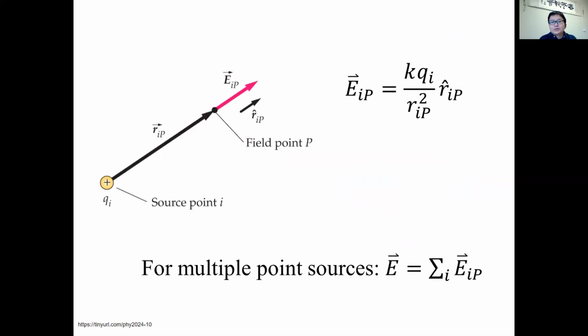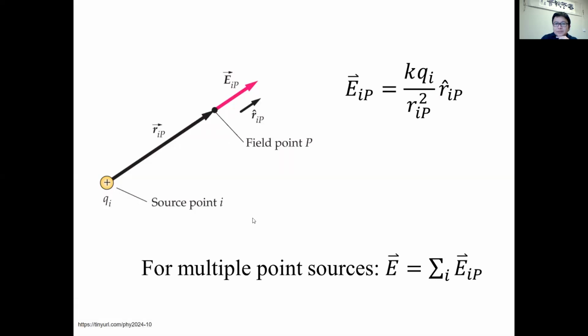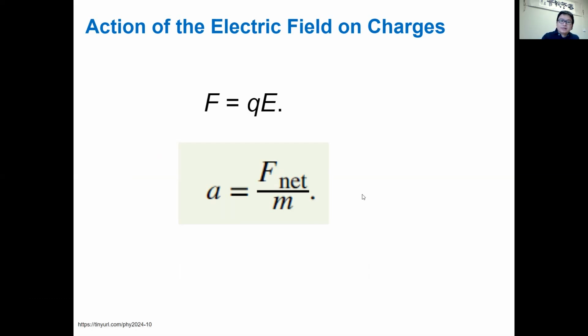For a point charge, you can write the electric field as E equal to KQ over R squared, at your point of interest. Now, if you have multiple charges, then the electric field at a particular point of interest will be equal to the summation of the electric fields from all the individual point charges. But keep in mind when you are doing the summations, you are doing vector summations, not simply scalar summations. If you have a charge under the influence of an electric field, then the force, magnitude-wise, is equal to Q times E. The acceleration will be the net force divided by the mass. Okay, Newton's second law there.